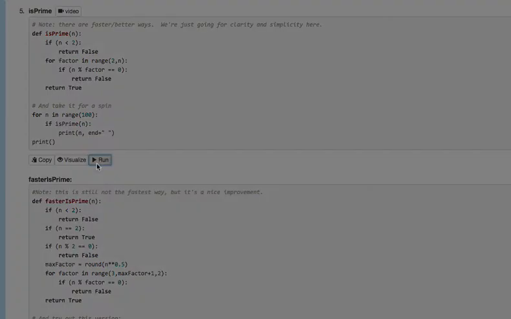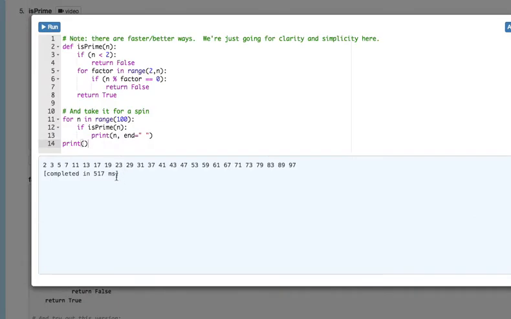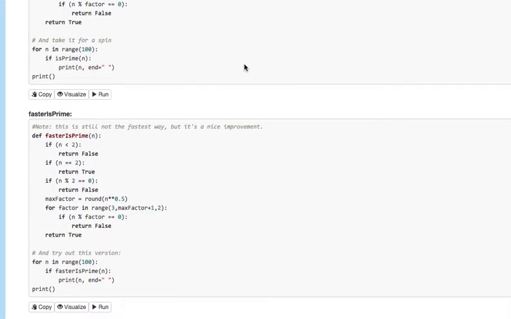And we can see that it took about 517 milliseconds. However, fasterisprime only goes up to the square root of the number that we're checking, and that's a huge difference. We're checking not anywhere near as many factors because the square root of a number is significantly smaller than the actual number. So this is big O of the square root of n, where n is the number that we're checking to see if it's prime.